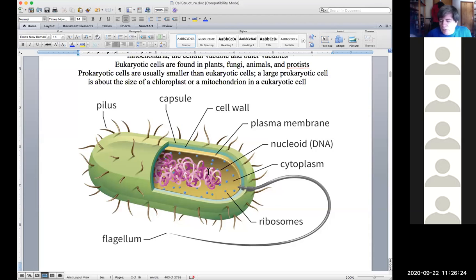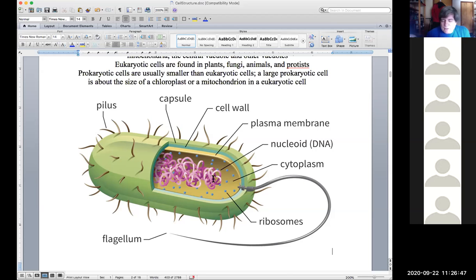Some types of living organisms, their cells have more chromosomes. Some living organisms, their cells have less. But it's almost always an even number. And this is because of something that we'll talk about later in the semester. Eukaryotic cells can reproduce sexually. They can have two parents, the mother and father.